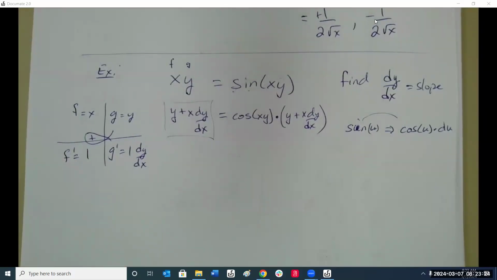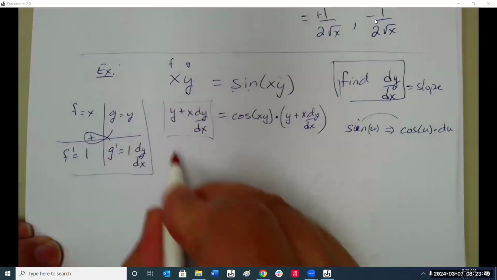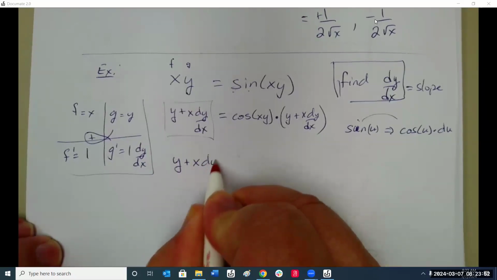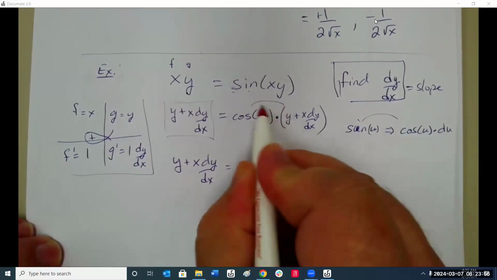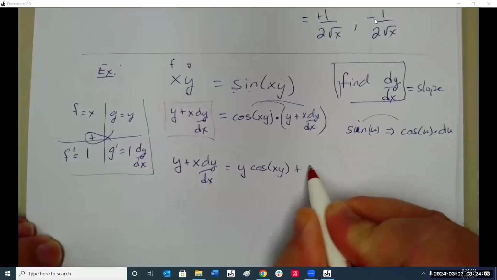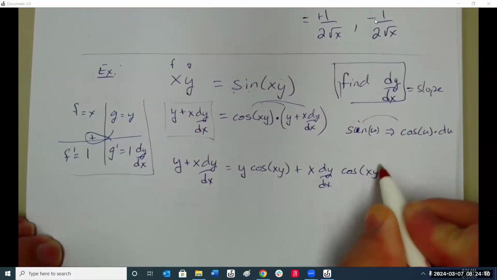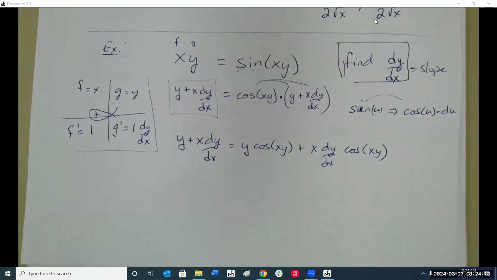Now what do you think we do? What are we looking for? We're looking for dy dx. So we have to get rid of all the parentheses, distribute what you have to, and get all the dy dx's to one side, everything else to the other side of the equal sign. So this side here is okay. It's y plus x dy dx. But this side, we have to multiply: y cosine xy plus x dy dx cosine xy. We got rid of the parentheses, distributed.